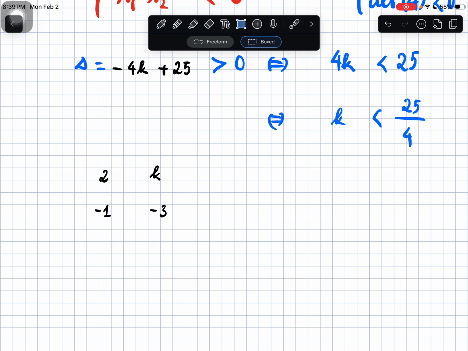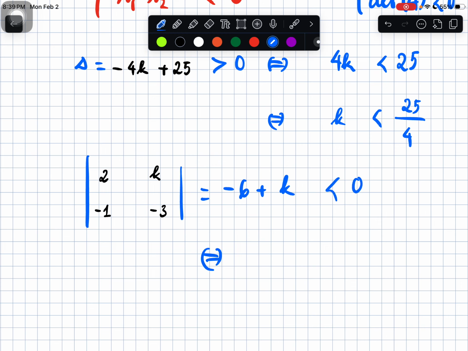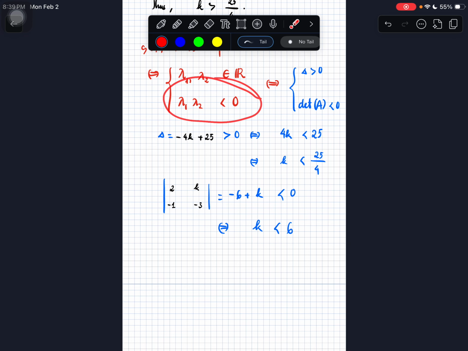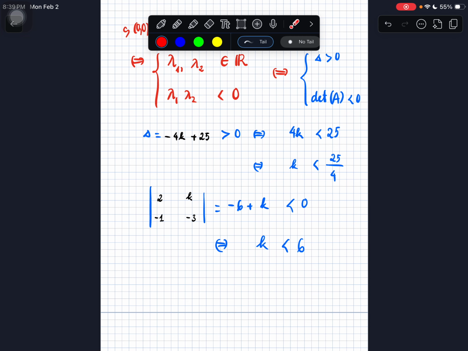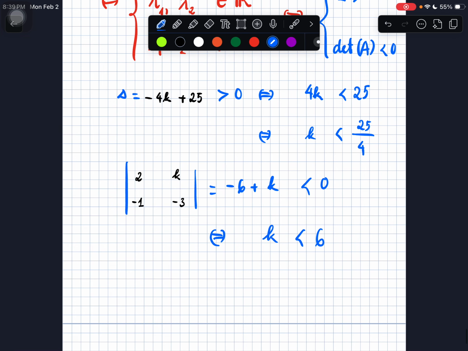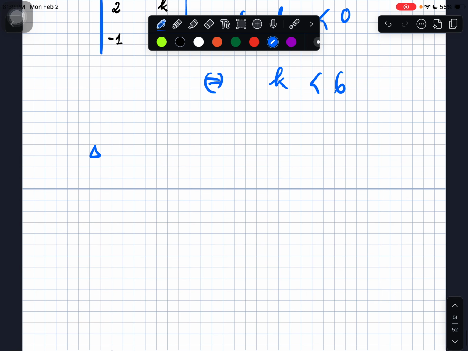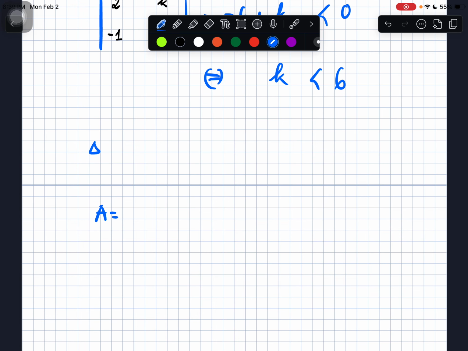Determinant of A, minus 6 plus k, less than 0, k less than 6. Okay. So actually this condition is always stronger than delta bigger than 0, because delta is actually, so in general you have a matrix A, B, C, D, for example. Matrix A, B, C, D.